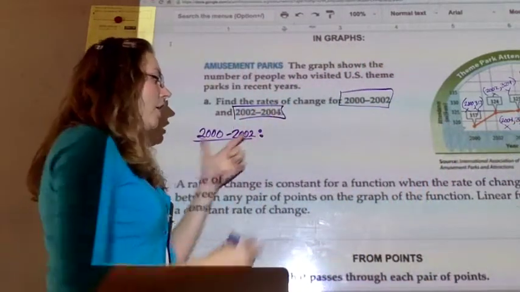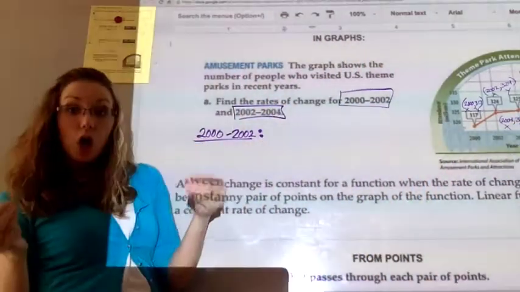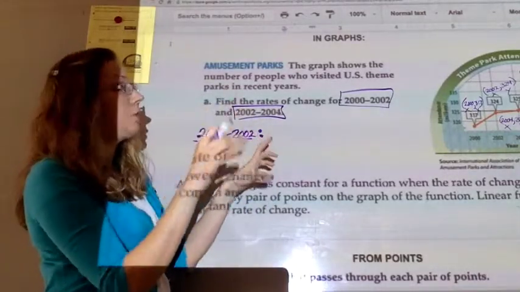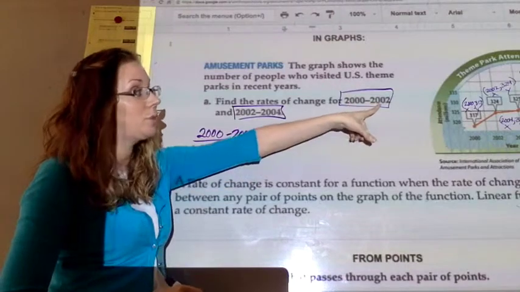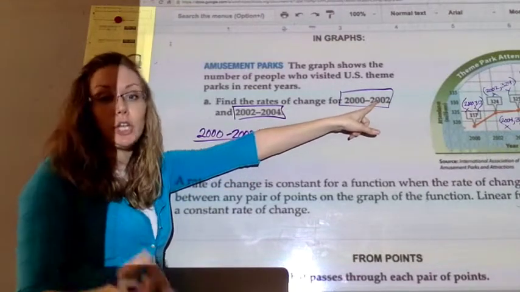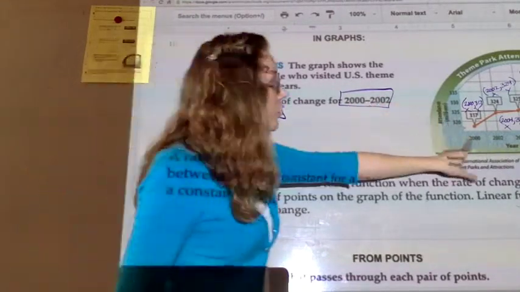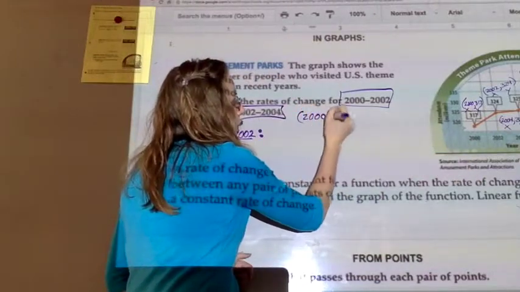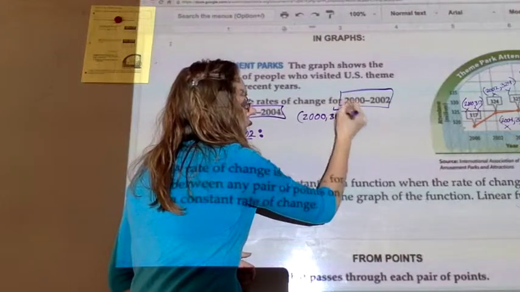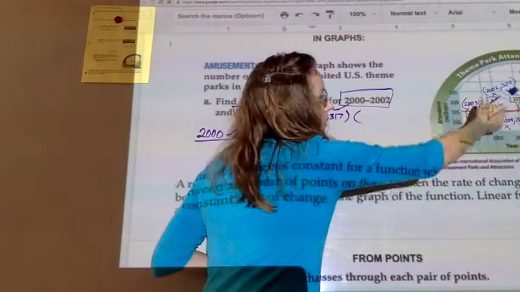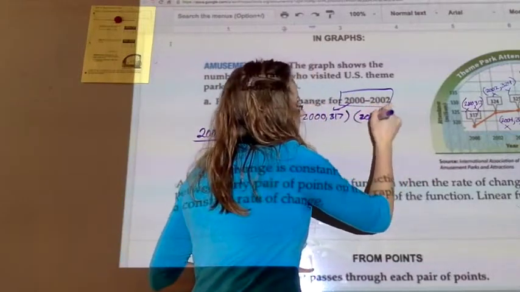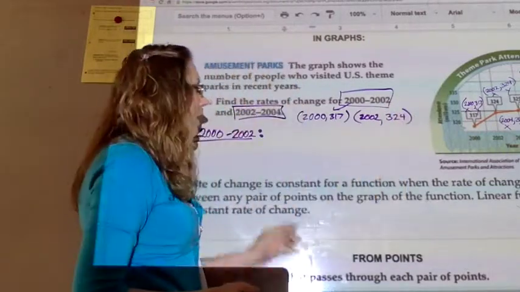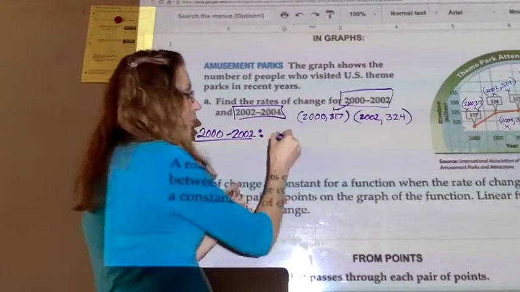So to start off, we're thinking rate of change is like slope. Slope is rise over run. So rise, change in y. I'm going to find my 2 points, one for 2000, one for 2002, and do my change in y. Okay? For 2000, my point is 2000, 317. And for 2002, my point is 2002, 324. Okay? I'm going to do my change in y, which means I subtract my y's.